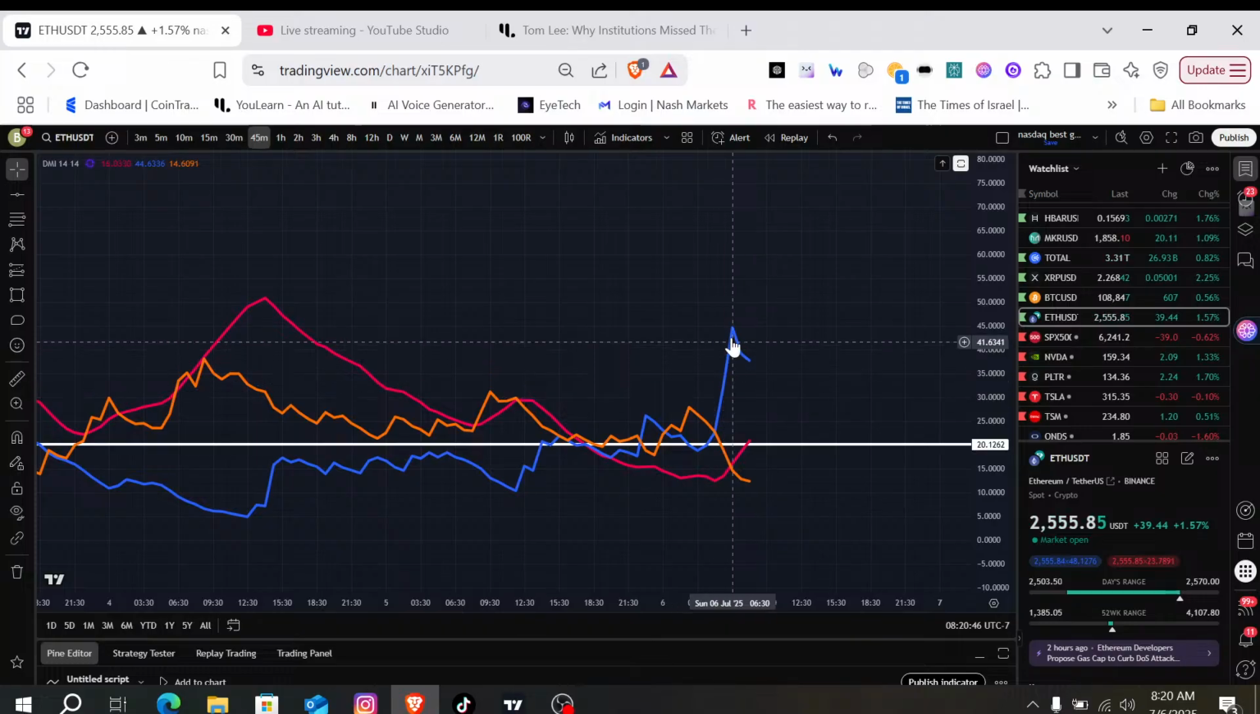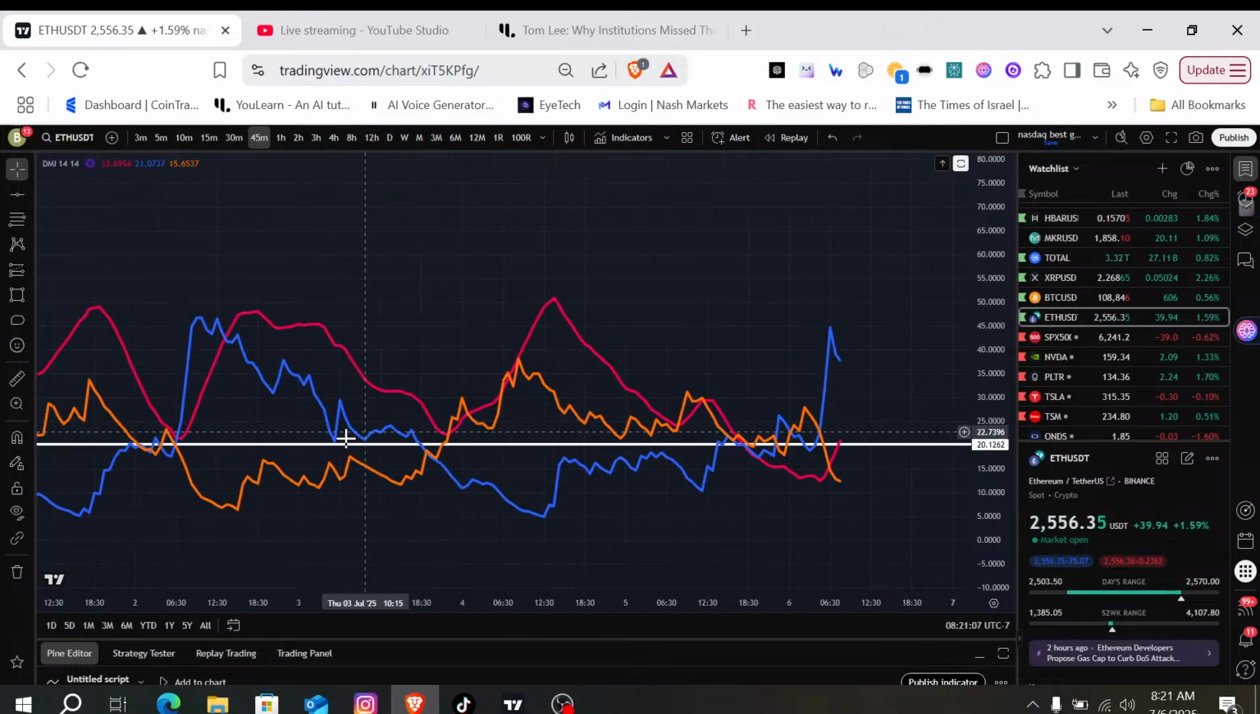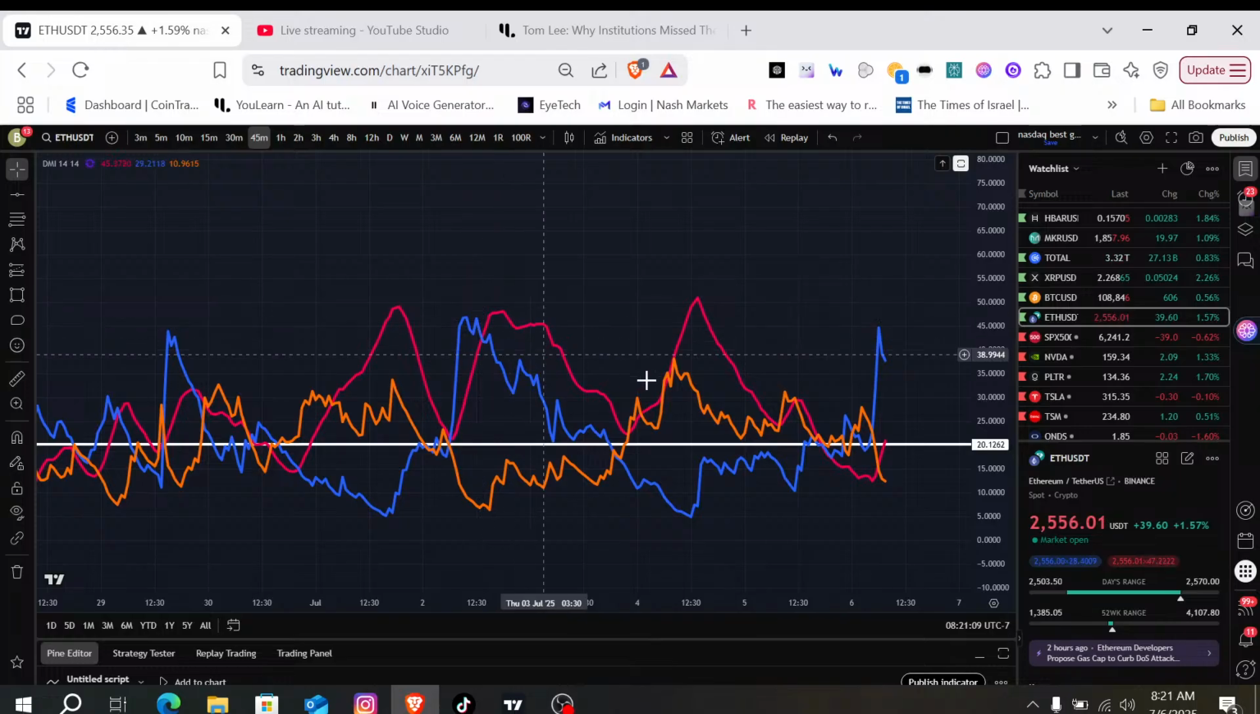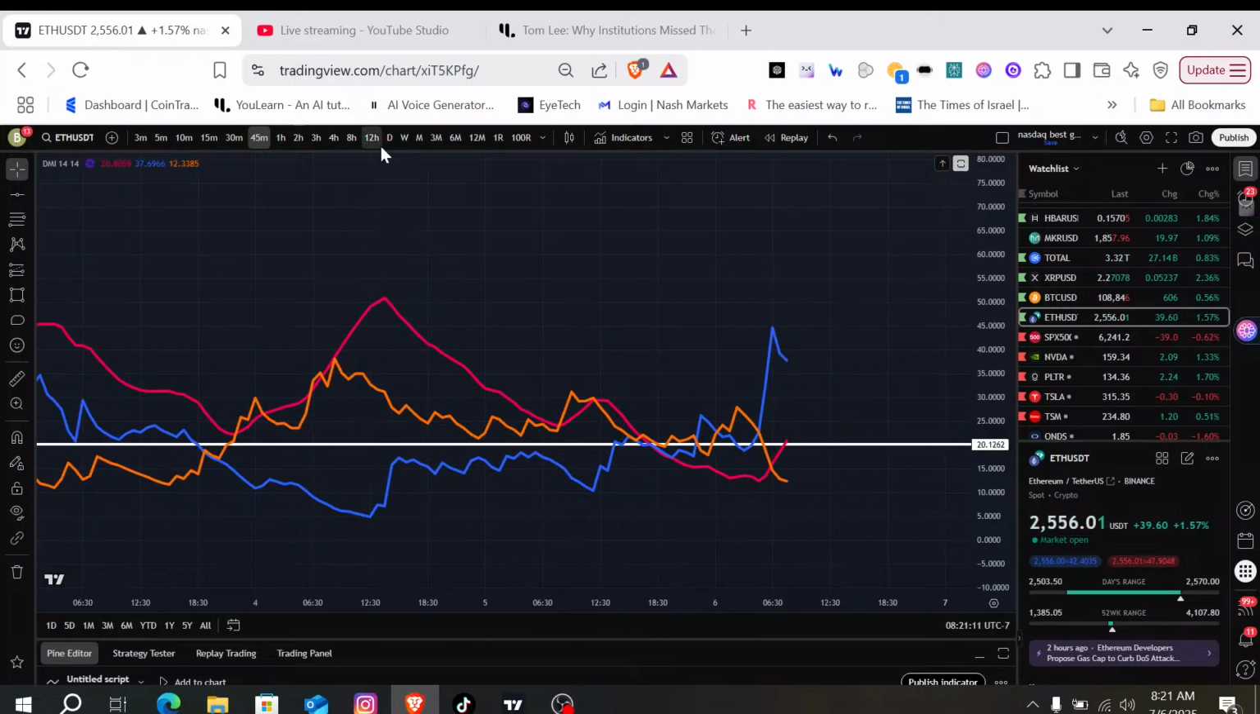So look, the blue is going up, the market is going up. The orange is telling you the market is going down, and red is the volume. So whatever goes above this white line is what's happening at the moment. Right now we're seeing a push on up, but the volume is not that strong, so we still got a lot more to go. Once the volume picks up like this, then you're gonna see some crazy move.